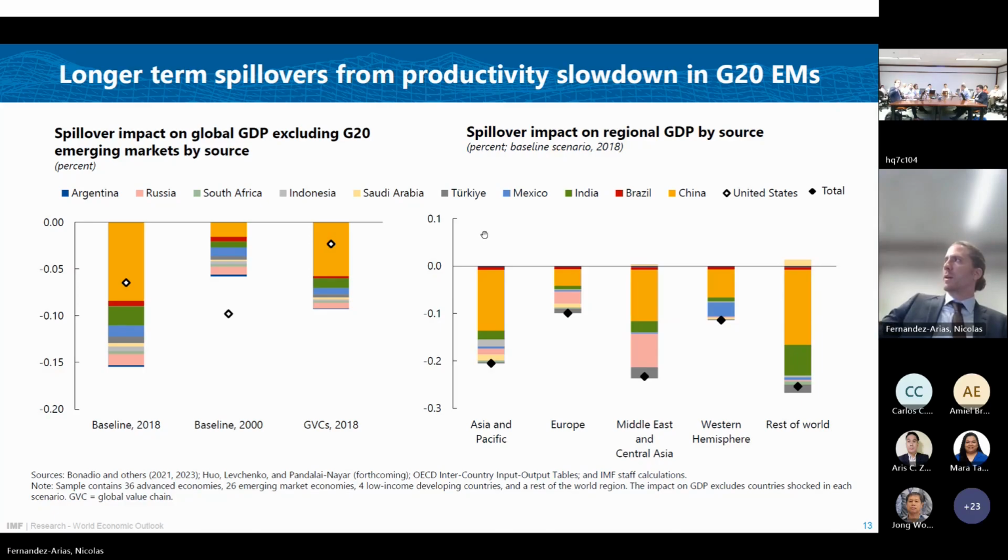So Asian economies are some of the more hard hit, compared to European and Western Hemisphere economies, due to the large linkages with China. The rest of the world group, which includes most developing economies, is also particularly hard hit in this scenario, with India playing a more important role than other regions. And then again, we see the importance of Russia in Europe and Middle East and Central Asia, as well as the importance of Mexico in the Western Hemisphere, which is particularly driven by Central and North America.